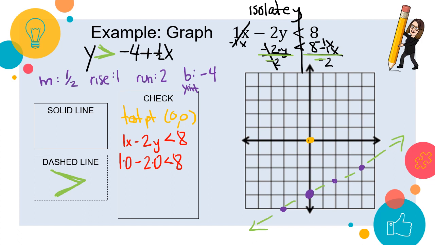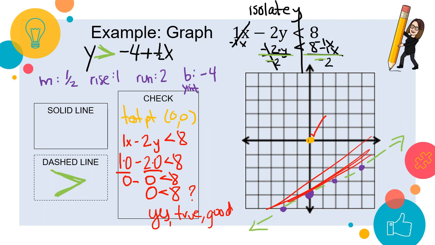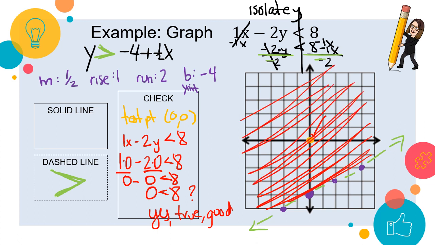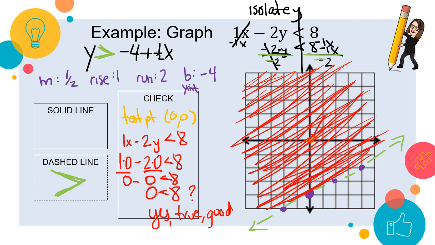What's 1 times 0? 0. What's 2 times 0? 0. What's 0 minus 0? 0. See how nice that worked out? So now I need to decide, is 0 less than 8? Yes, true, positive, good. I mean, whatever vocab word you want to use. If it's good, that means I want to keep it. So I need to shade everything on the 0, 0 side. I'm shading above the line. Think about that. Greater than, above. Those words kind of sound like they go together.